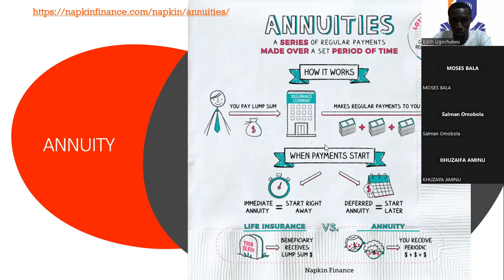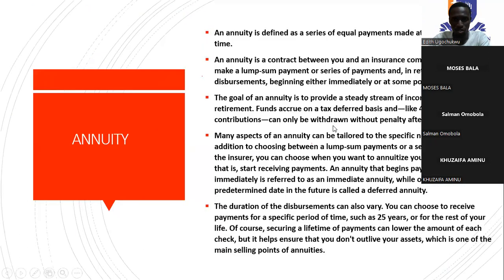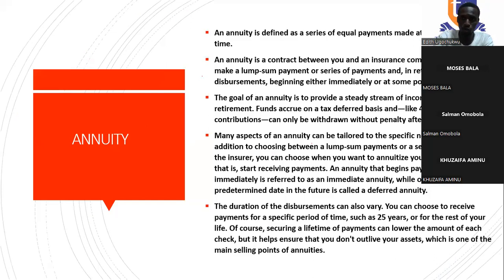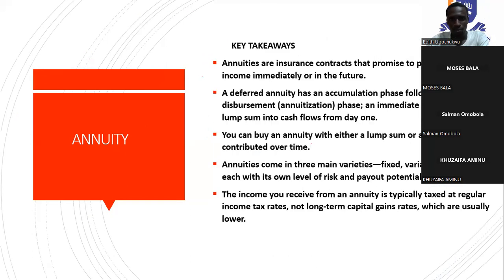So watch out for the calculation on annuity as well. Annuity is a sum of payment, a series of equal payments, made at regular intervals of time. These are key notes on annuity. On annuity, we have two main types: ordinary annuity and annuity due.